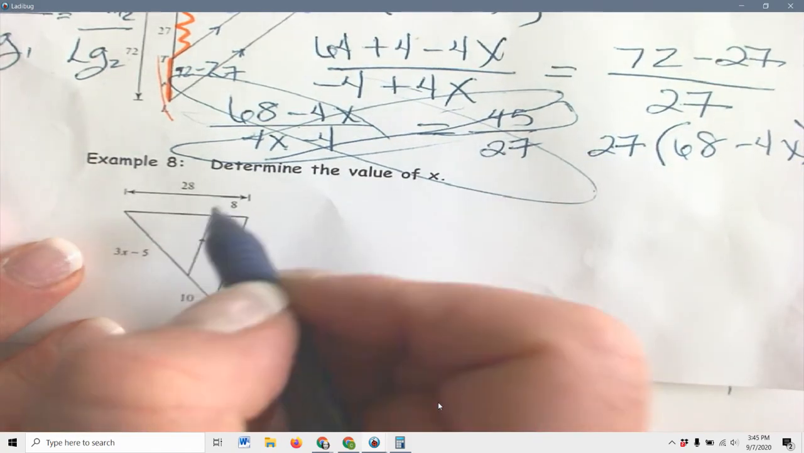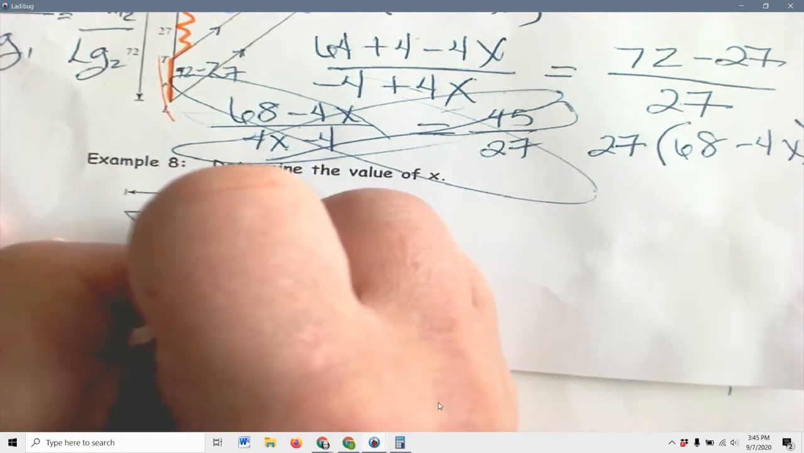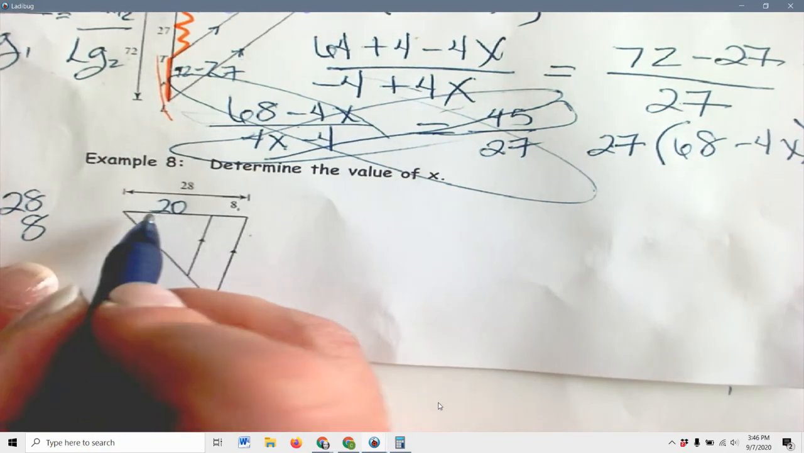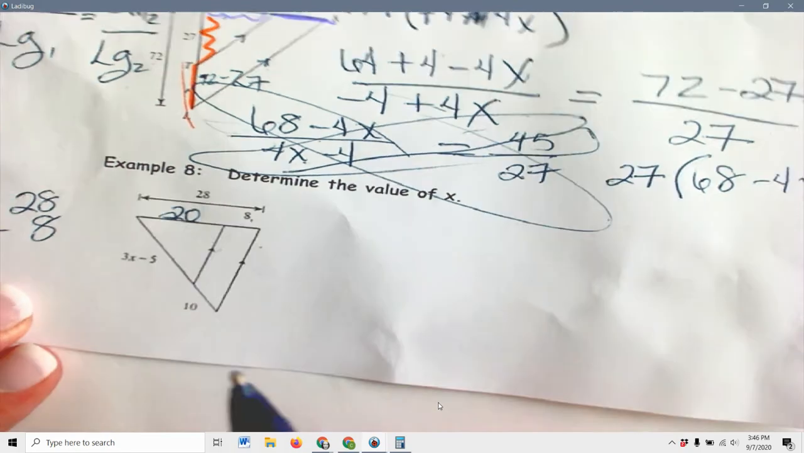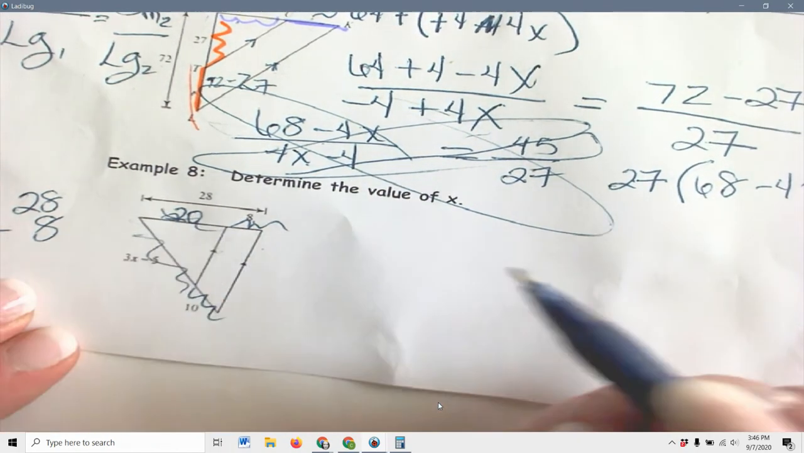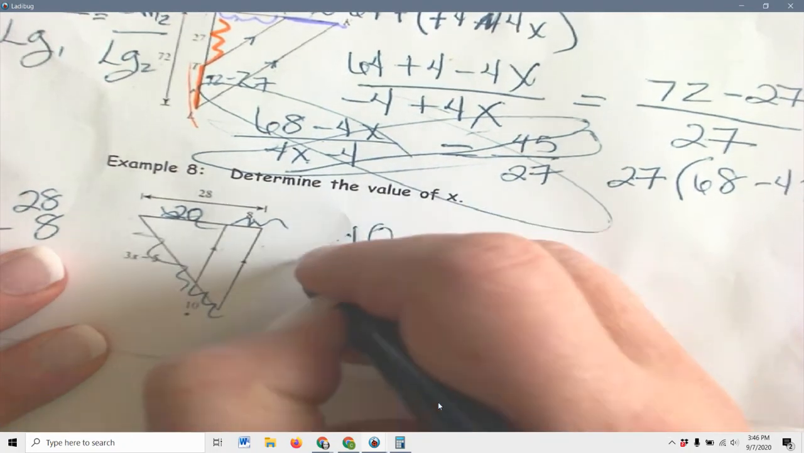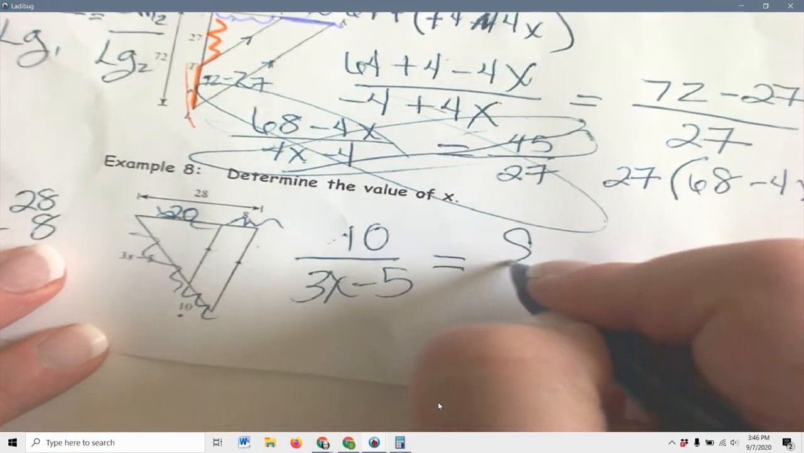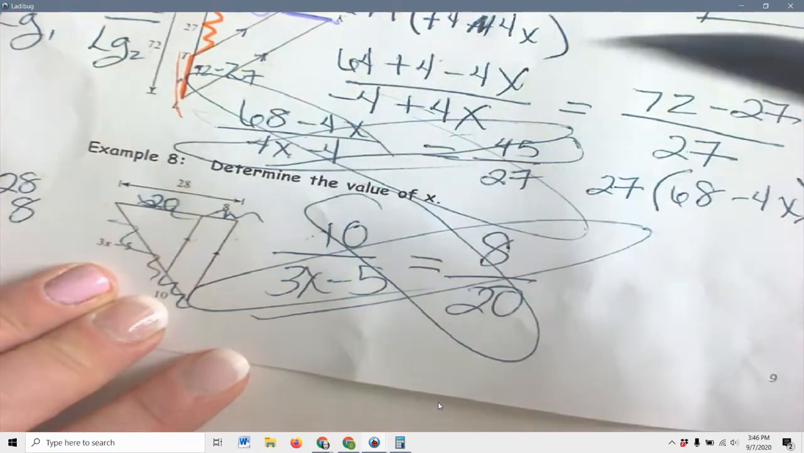Same thing. We're going to end up having to find out our missing chunk here. That'll be 28 minus 8, and it'll give us 20 for this missing piece up here. Now, since these lines are parallel, our small piece here over the bigger piece are going to equal on either side because they're proportional. So 10 over 3x minus 5 will equal 8 over 20. And once again, we'll cross multiply and solve for x.